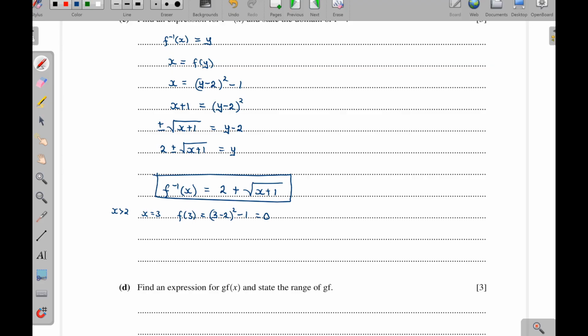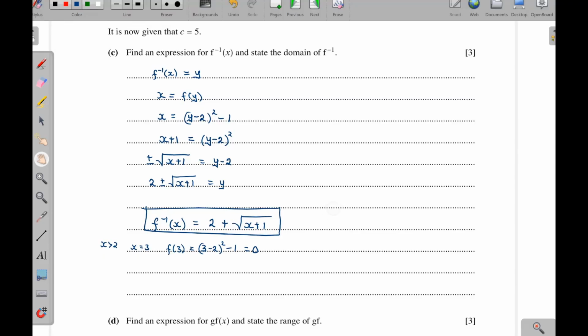Now, you have a function, okay? Oh, it changed. It is now given that c is equal to what? 5. Okay, pardon me there. So x has to be greater than 5. So let me use that. Therefore, we should use maybe a 6. x is equal to 6. So 6 minus 2, what do you get? 4 squared, 16, minus 1, 15.